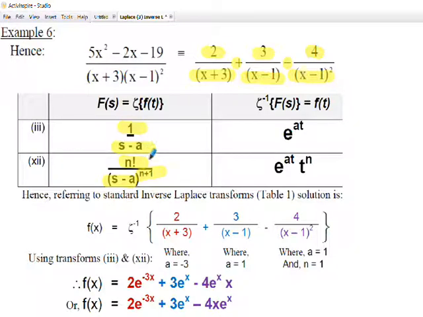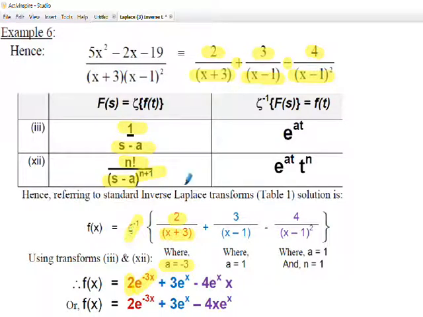So let's look at the first partial fraction. I'm finding the inverse Laplace transform of 2 upon x plus 3. That fits the format of 1 over s minus a, just with a factor of 2 on the top, and the a would actually be in this case minus 3. So I can write the first term down as e to the ax, in this case x being the variable, e to the minus 3x, and I must multiply it by the factor of 2.